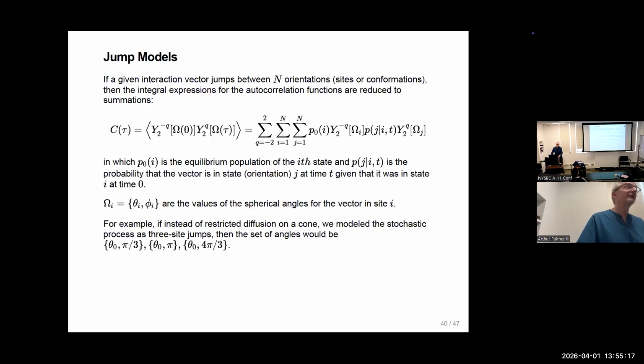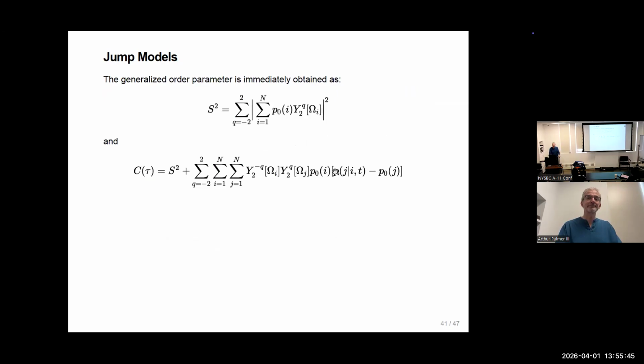The other approach would be to use what are called jump models. This is essentially a kind of chemical kinetic strategy. We have a bunch of sites. Each site is characterized by a set of Euler angles and the probability of occupying that site, and then rate constants for jumping from one site to another. Again, we can write down the order parameter, and we can write down an expression for the autocorrelation function.